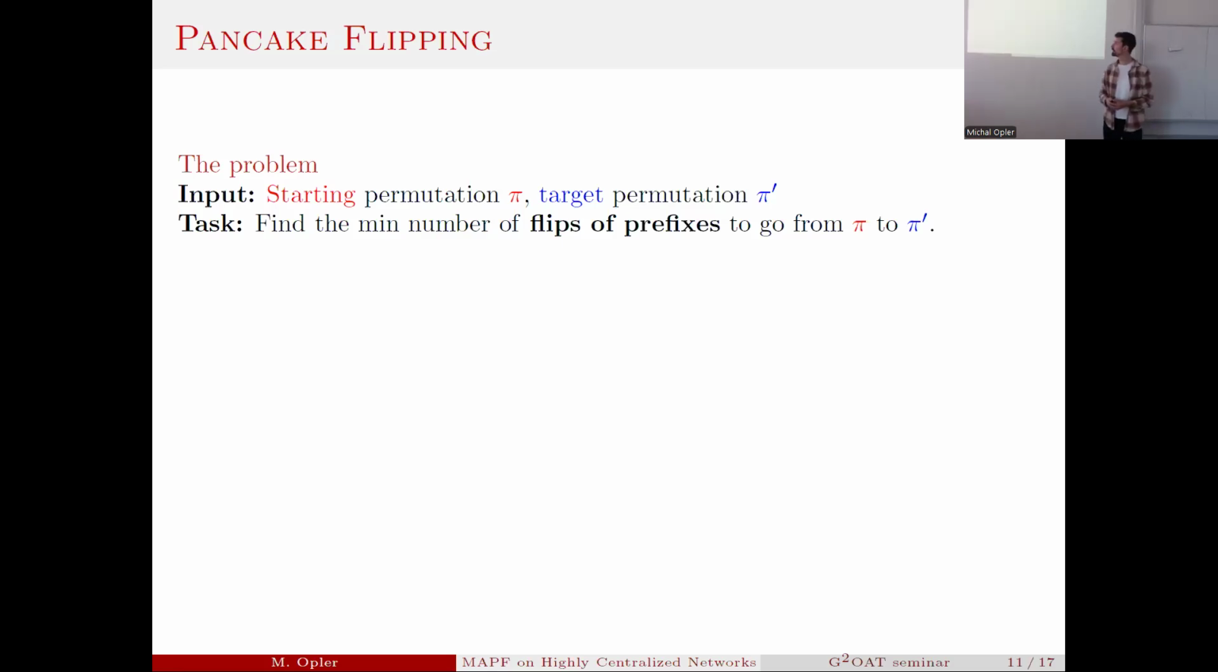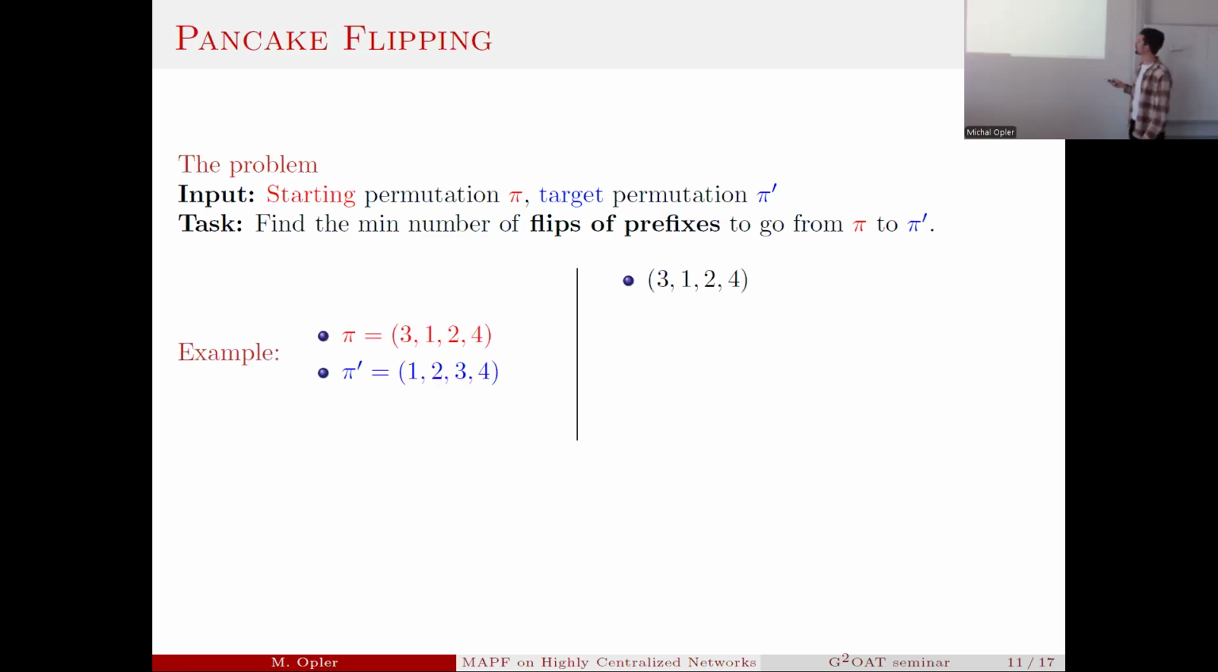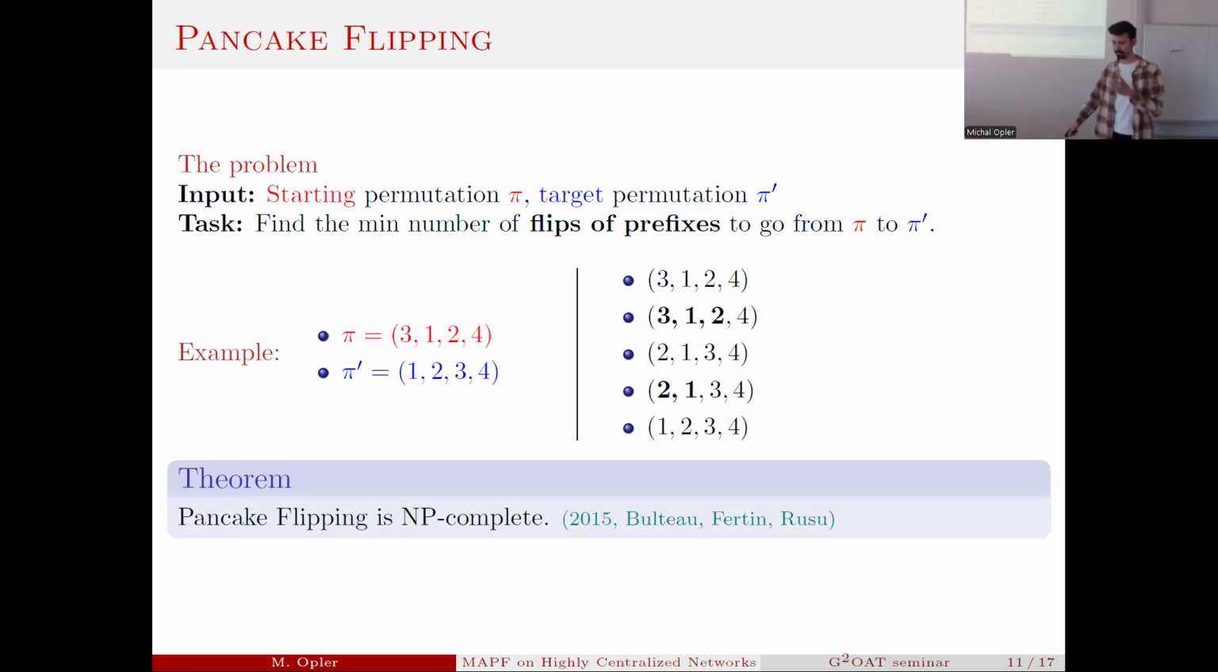And you're asking essentially how many of these flips you have to do in order to get it to the sorted order. If you were to define this formally, then you have two permutations, and in fact the target can just be the increasing permutation. You want to find the minimum number of prefix flips that takes you from pi to pi prime. So if pi is 3124 and pi prime is the increasing one, then first you can select a prefix of length 3, reverse it, and then you select a prefix of length 2, reverse it, and you get the increasing permutation.